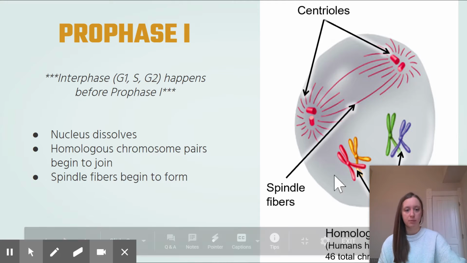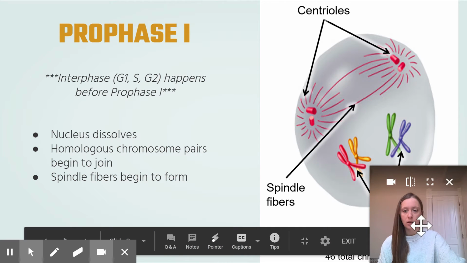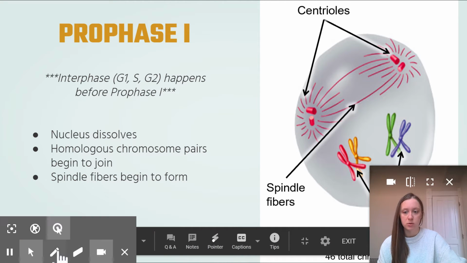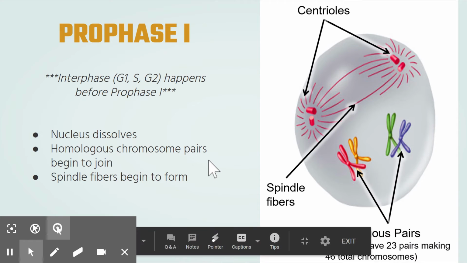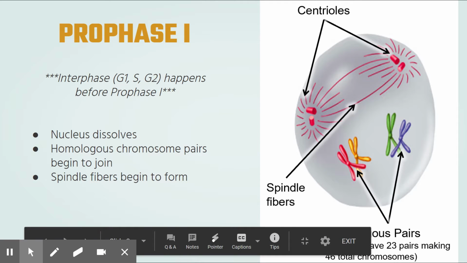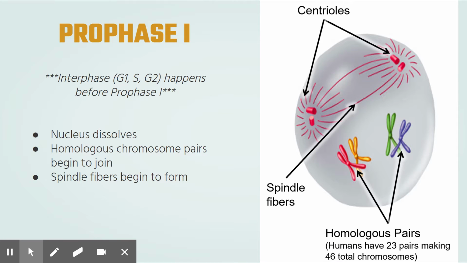So during prophase 1, I'll go ahead and stop my video too so y'all can see the screen a little better. So during prophase 1, the nucleus dissolves. We know that in prophase, the nucleus dissolves. Once the nucleus has dissolved, the homologous pairs of chromosomes have a chance to join together. The spindle fibers also start to form.